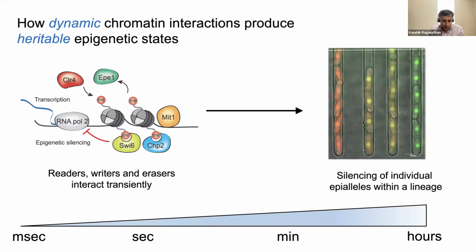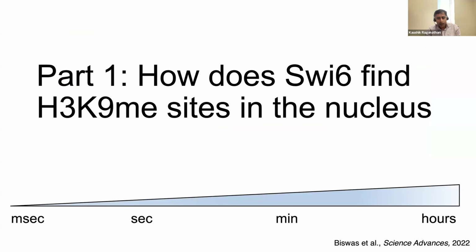And what I hope to do in my talk is to give you some insight into how we can understand how this process works. Okay, so my talk will have two parts, and in the first part I'll tell you how SWI6 actually finds H3K9 methylation in the nucleus, and in the second part of my talk I'll tell you what SWI6 does when it does find these sites of H3K9 methylation.